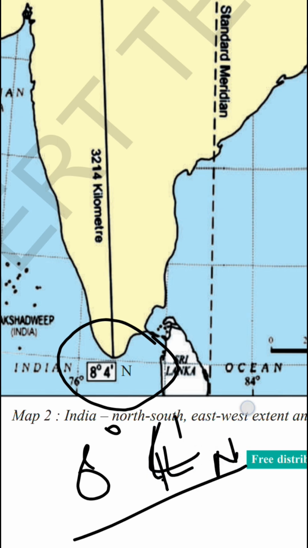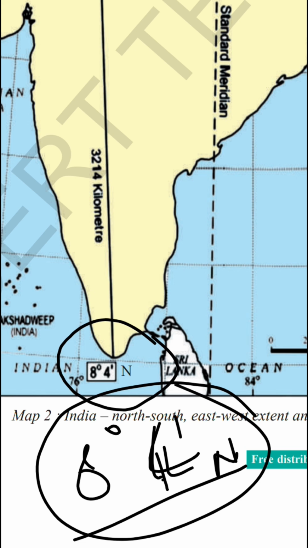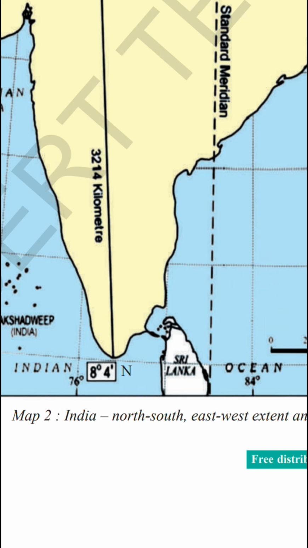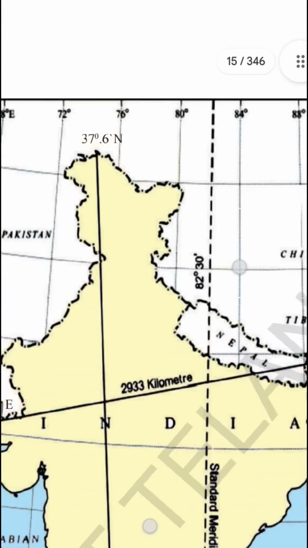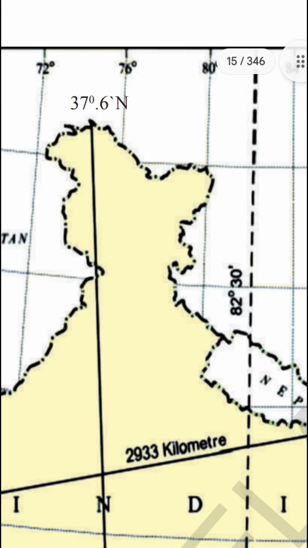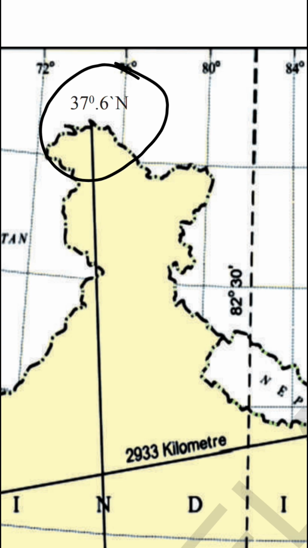If you are facing some problems understanding, you may ask: sir, why do you need to write 8 degrees 4 minutes northern latitude, 68 degrees 7 minutes eastern longitude, and on the east side again 97 degrees 25 minutes eastern longitude? Why are you writing all these things, east and north, after the degree and minutes? We'll clarify this very clearly, very fast. You see here, in the northern region, it is 37 degrees 6 minutes north.